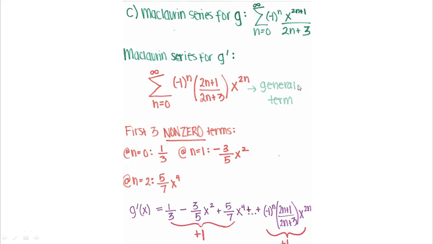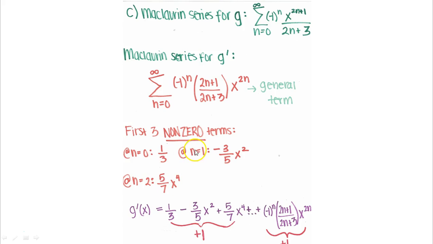And it also asks us to list the first 3 non-zero terms. So this does not necessarily mean the first 3 terms because the first term could be 0. So we're just going to check each one. So at n equals 0, your first term is going to be 1 over 3. At n equals 1, you're going to get -3 over 5 times x squared. And at n equals 2, you're going to get 5/7 x to the 4th. So none of these are 0, so we're good. We have our first 3 non-zero terms. So again, this was just done by plugging in your n values into the series. So it's super easy. So you basically are done with the problem now.